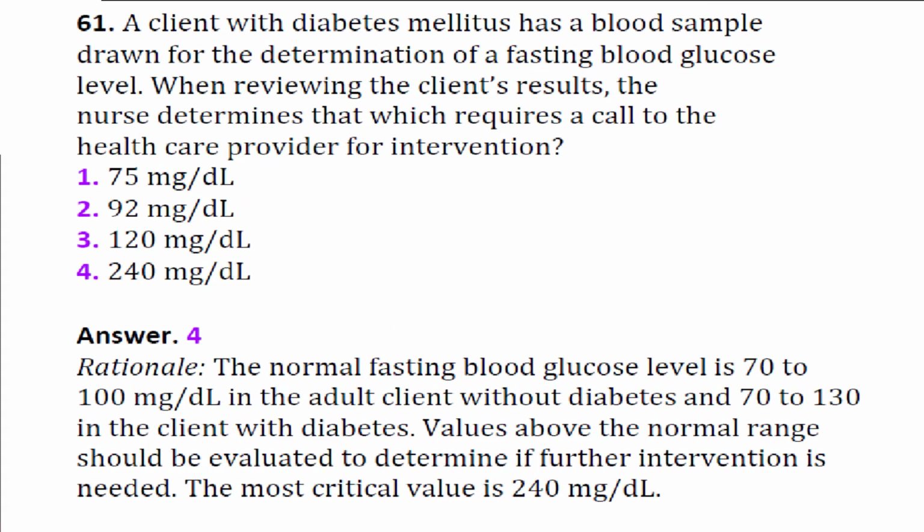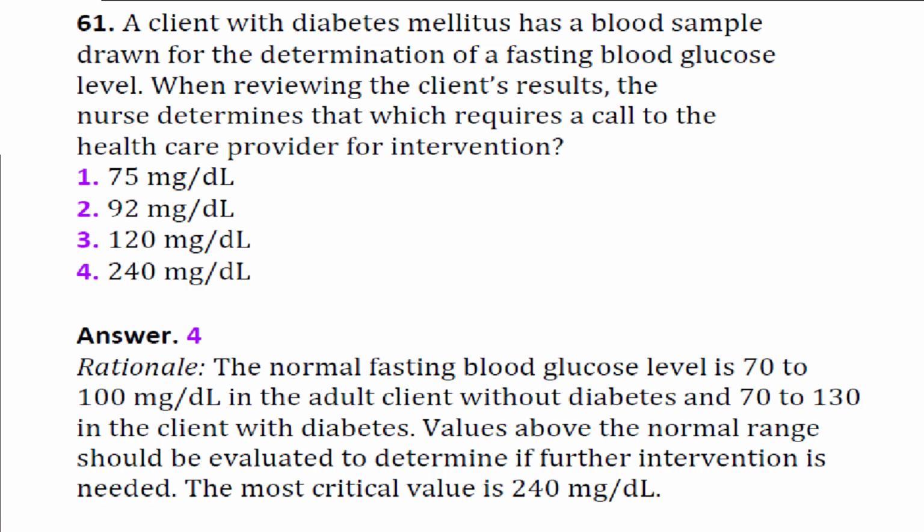Let's begin. 61. A client with diabetes mellitus has a blood sample drawn for the determination of a fasting blood glucose level. When reviewing the client's results, the nurse determines that which requires a call to the healthcare provider for intervention? 1. 75 mg/dl. 2. 92 mg/dl. 3. 120 mg/dl. 4. 240 mg/dl. Answer. 4.